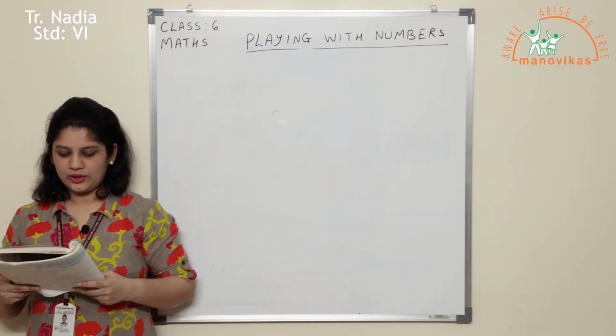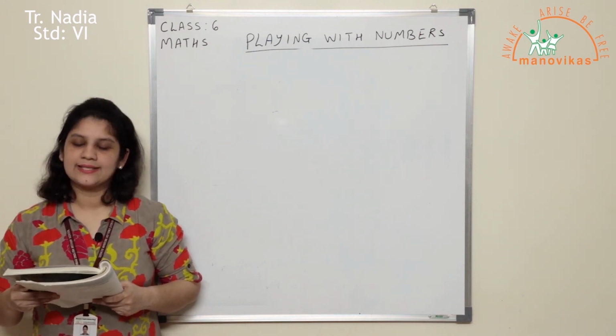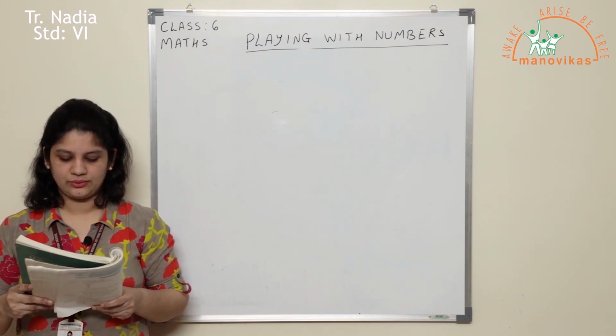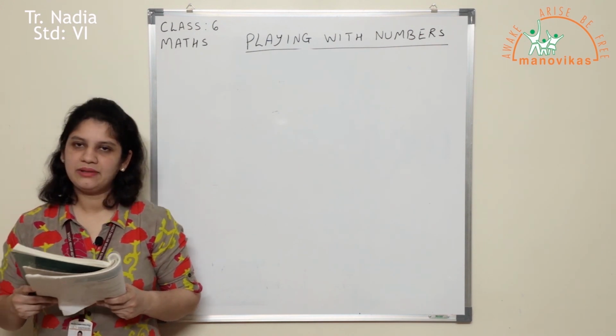Alright, now let us move to question number 6. Express each of the following as a product of prime factors. Now I will explain to you all how to do this question.